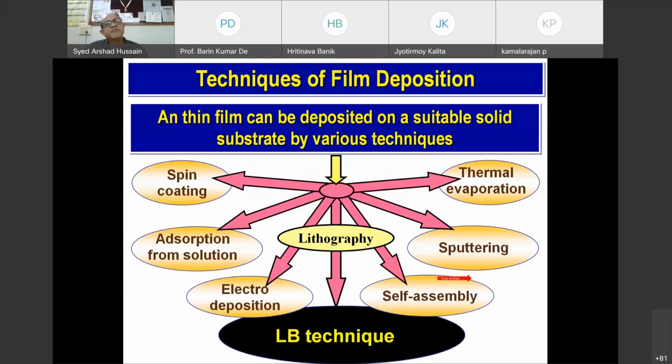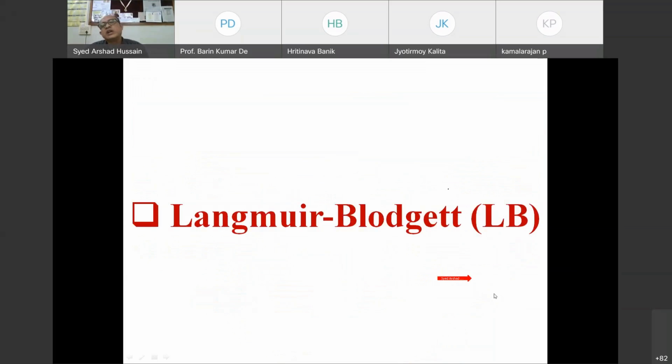Okay, there are several techniques by which you can prepare thin films or organize materials in thin films, such as spin coating, adsorption from solution, lithography, electrodeposition, LB technique, self-assembly, sputtering, thermal evaporation, and so on. So here I will discuss the Langmuir-Blodgett technique.